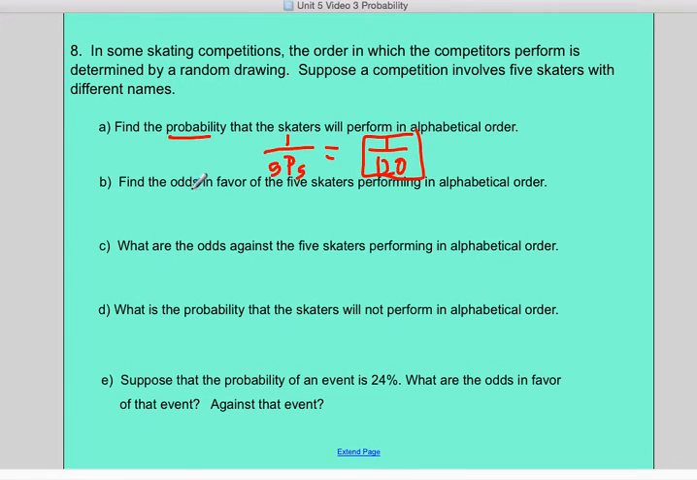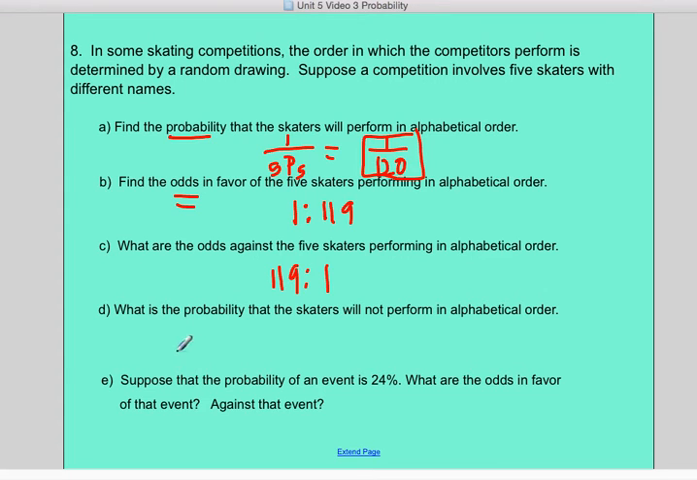Okay. Now B is odds. Find the odds in favor of the skaters performing in alphabetical order. Well, how many ways can they perform in alphabetical order? There's only one way. To, how many ways of not performing in alphabetical order? 119. Remember, these add up to my total. Now it's odds against. So how many ways are there to not be in alphabetical order? There's 119. To, one way of doing it right.